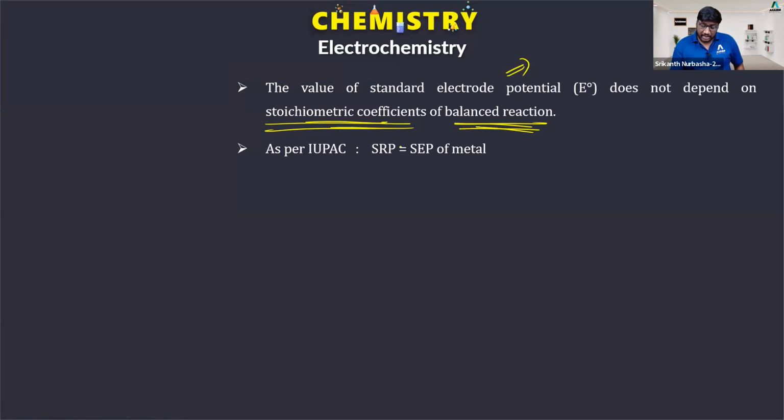As per IUPAC, you only have to consider the standard reduction potential. We have oxidation potential and reduction potential both, but IUPAC has given a rule: you consider the standard reduction potential as the standard electrode potential. Whenever nothing has been mentioned regarding the electrode potential, you have to treat it as a reduction potential. Whenever they specifically mention oxidation potential, then you proceed as per the question.